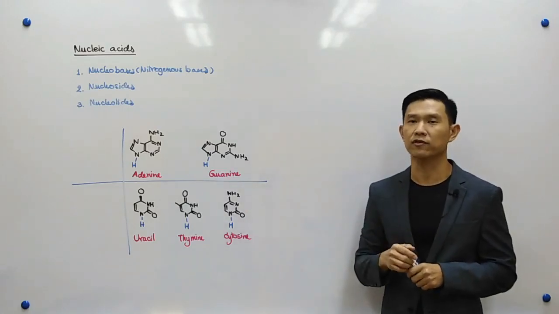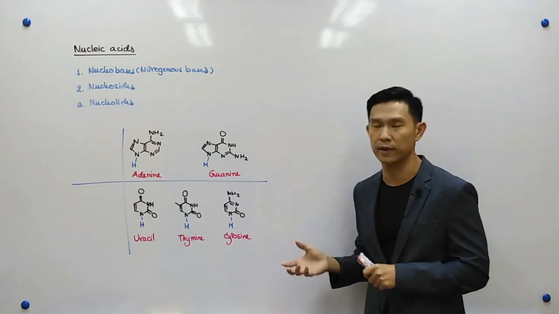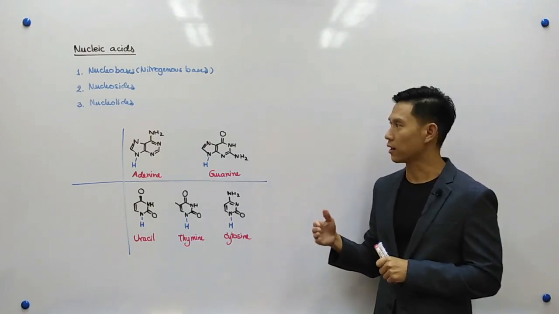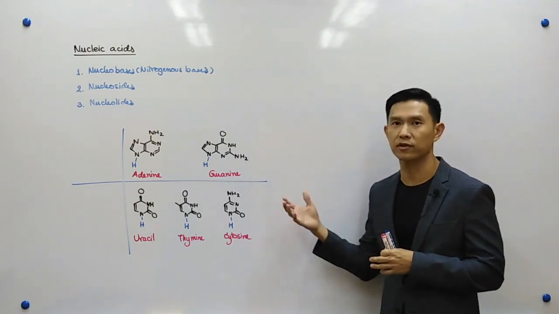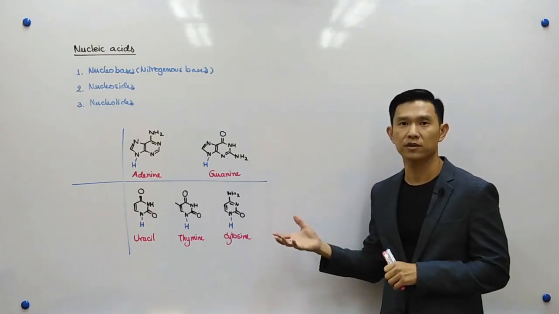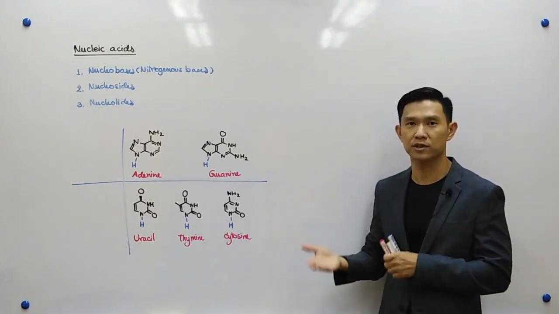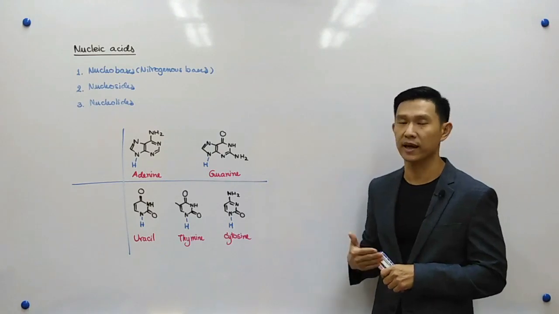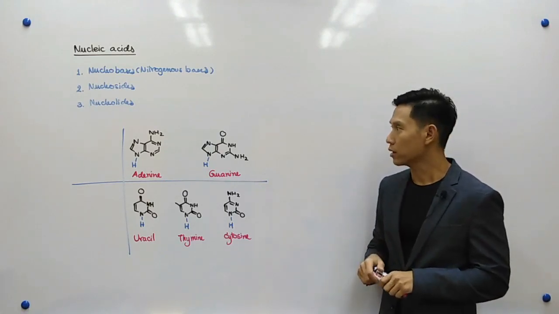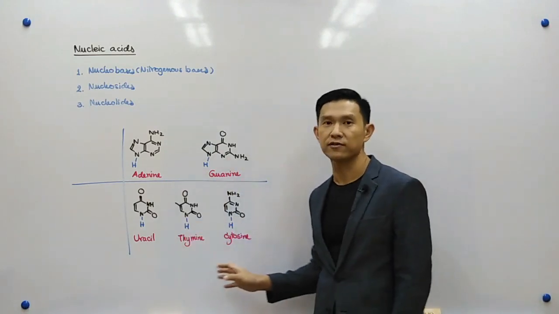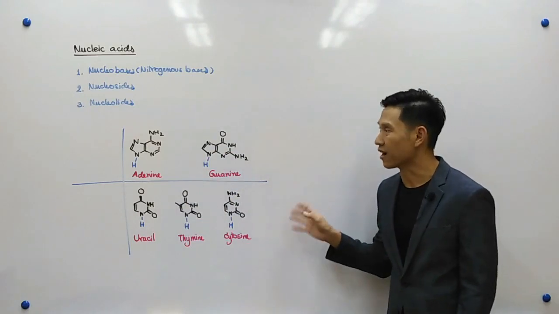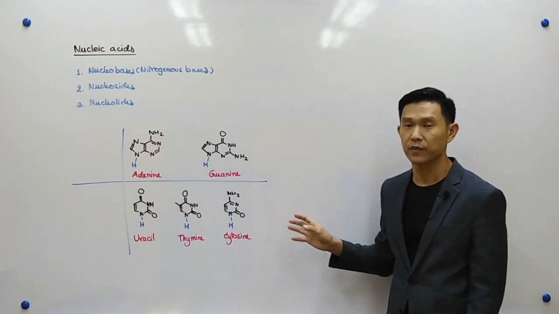So first of all, we have to understand the structure of the nucleobases, and then try to understand the properties of the nucleobases, so we can understand the properties of the whole nucleic acid at the end. So these five structures over here are nucleobases.